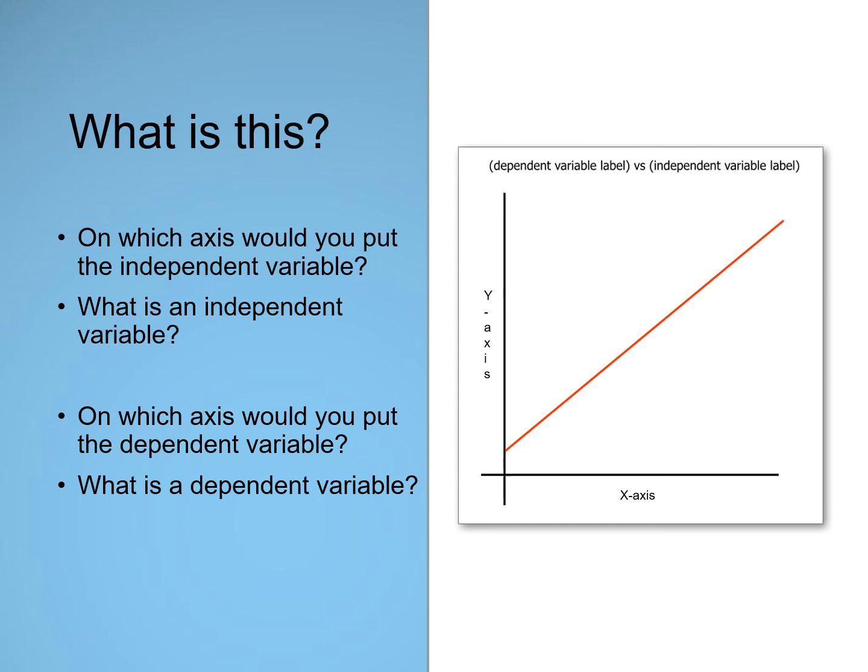So looking at this, maybe think about where you would put the independent variable, what I changed, and then where you would put the dependent variable, and see if you could label that. And again, you can send me your answers to see if you're right.